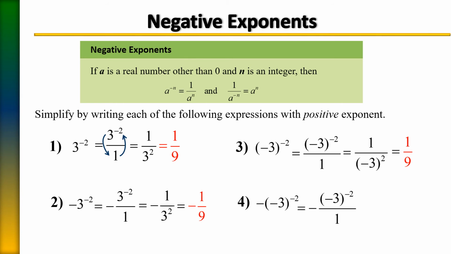Again, we have to flip the number because we have a negative exponent. So when we flip this fraction, 1 is going to go on top, negative 3 squared on the bottom, and that's going to give us negative 1/9. Because you have that negative out front, you are negating your answer. Negative exponent rule.